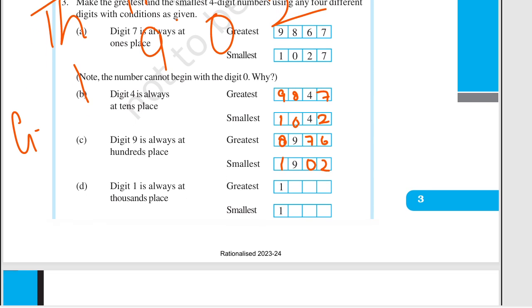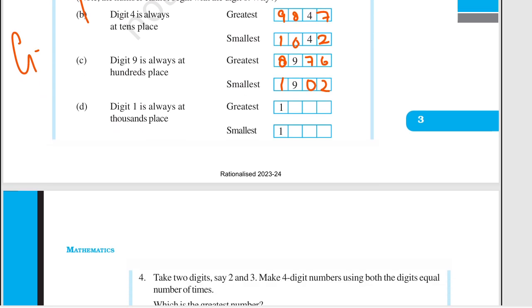Now let's move to the last question of this. By using the four digits, we have to make the greatest and the smallest, and the digit 1 will always be at the thousands place. Means the thousands place is occupied by 1, means ones, tens, hundreds and thousands. In the thousands place there will be 1. We cannot remove 1 from here. By this we have to make the greatest number. So 1 is already written.